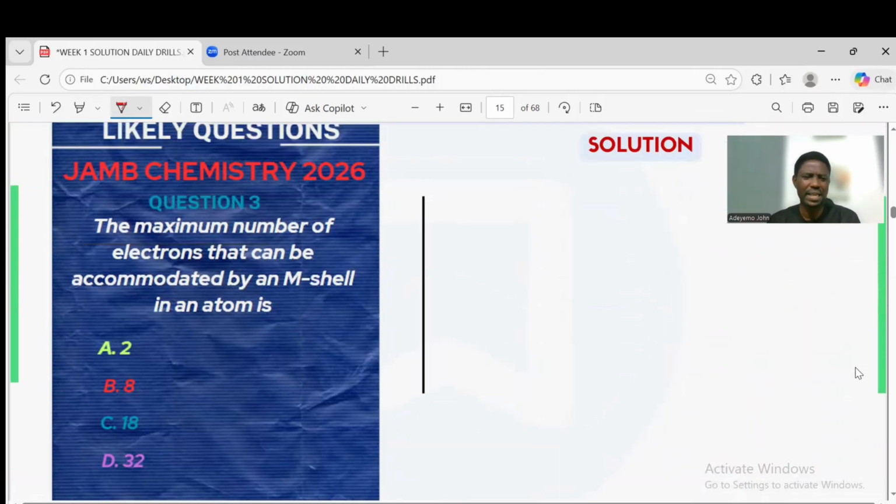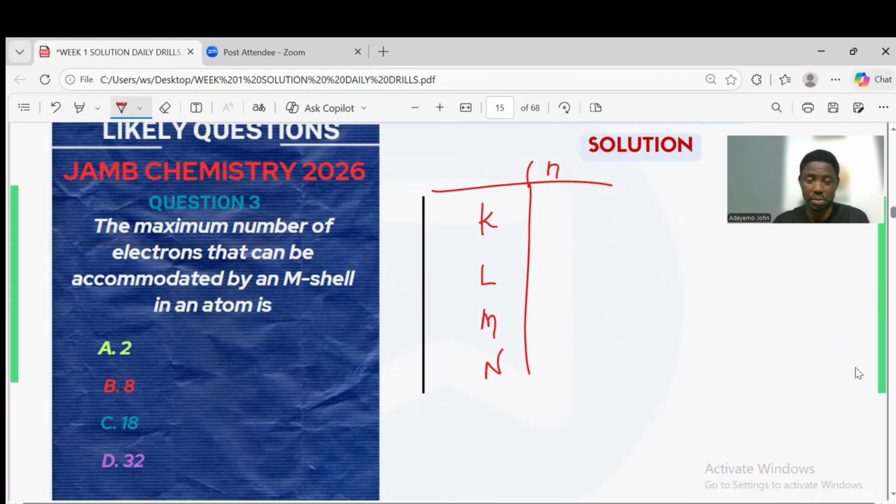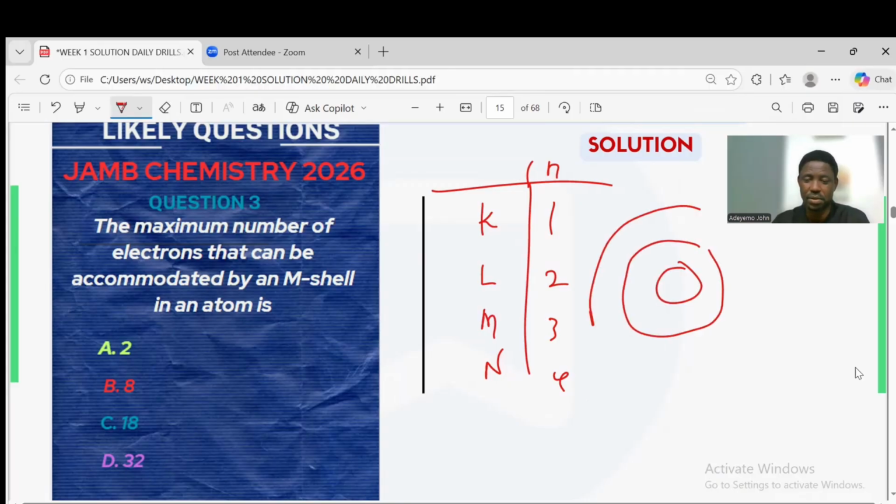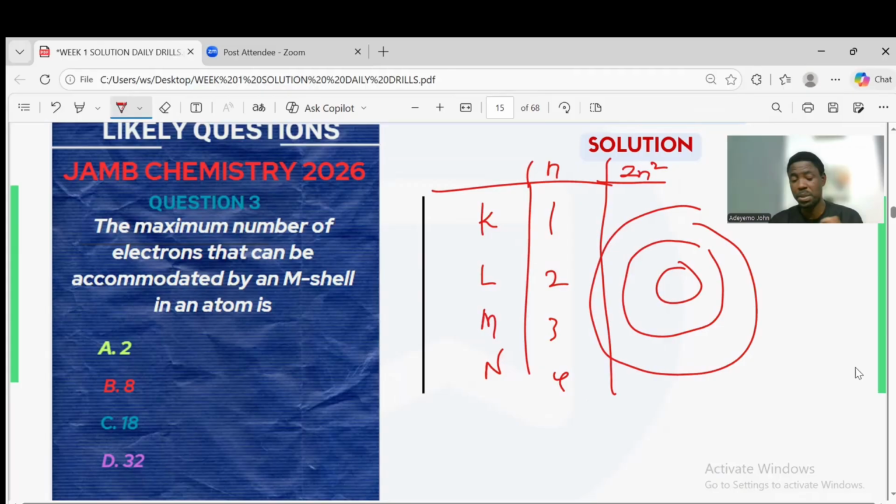Maximum number of electrons that can be accommodated by an M shell in an atom. The first shell closest to the nucleus we call K, the next one L, the next one M, the next one N. And we assign n, which is actually the principal quantum number 1, 2, 3, 4. In a nutshell, n is 1 means the first shell, that is K, then the second shell, the third shell. We usually use the formula 2n squared to calculate the maximum number of electrons that can be accommodated in each of these shells.